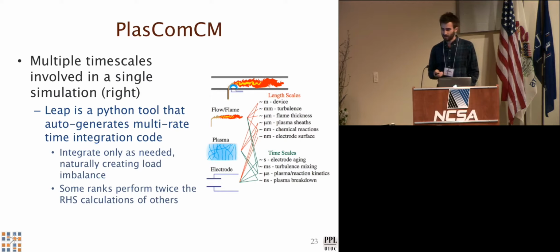So something that they are interested in is using multi-rate time integration to only integrate as needed, similar to what Mike was talking about for different galaxies, where only time stepping is needed. Here, there's no reason to couple all of these different scales together. And they can actually do less computational work by using different time scales. But naturally, this creates load imbalance where you have different parts of your simulation evolving at different speeds.